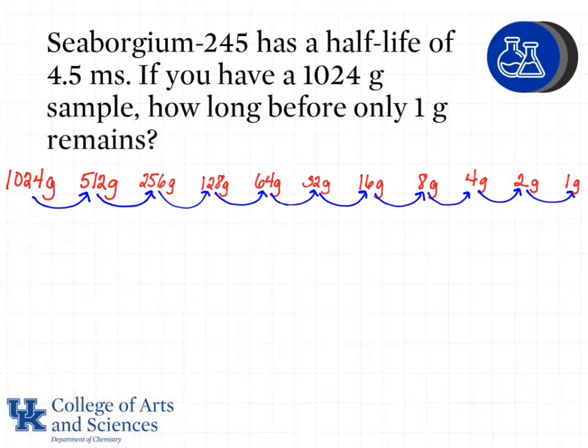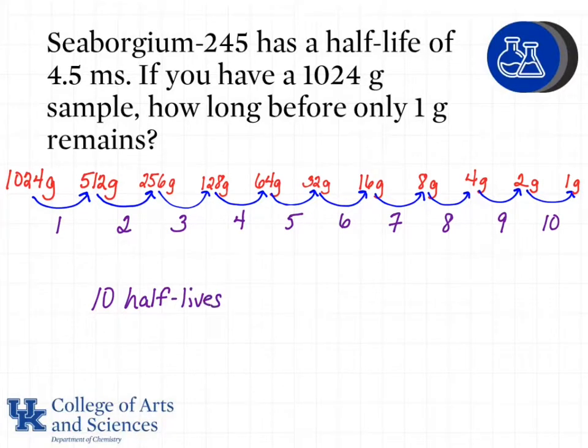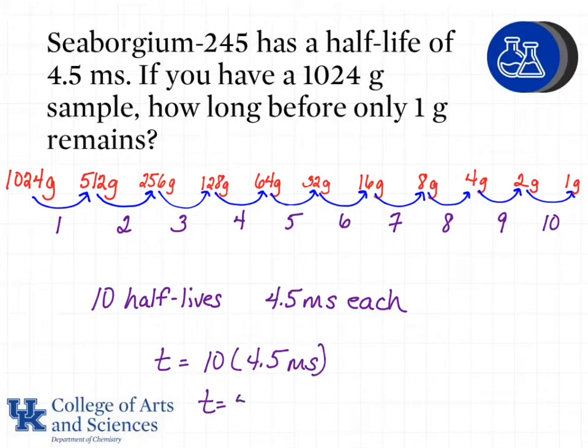Now we need to determine how many half-lives have passed because we've seen that we can get from 1,024 grams to 1 gram. So we have 1, 2, 3, 4, 5, 6, 7, 8, 9, and 10. So 10 half-lives have passed. We know each half-life is 4.5 milliseconds. Our total time t will be equal to 10 times 4.5 milliseconds, so it will equal 45 milliseconds.